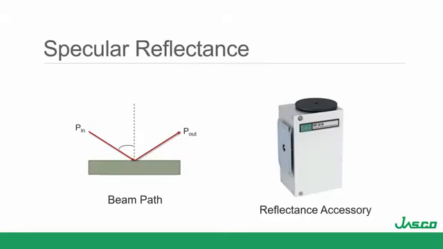All right, so next we'll talk about specular reflectance. In specular reflectance, you have light simply bouncing onto the sample and then back off again. Its incident angle is usually 30 to 60 degrees. This is an example of an accessory.